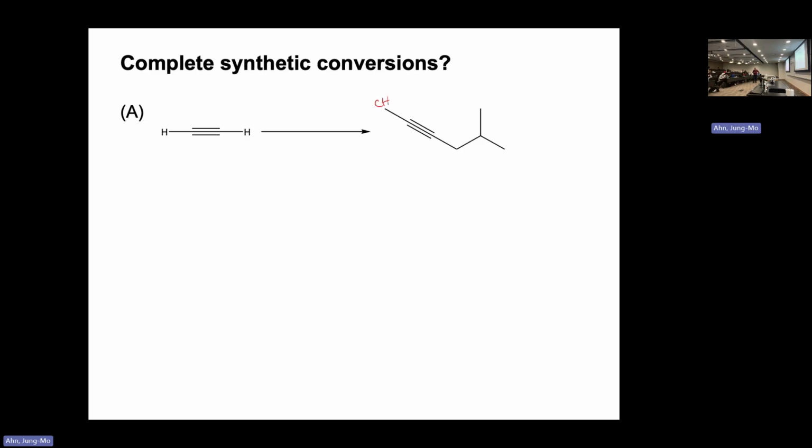So what alkyl chains do we need to add? We're going to add the methyl group, and then we need to add the isobutyl group. So if you're adding isobutyl groups and methyl groups, we can make that. But there are some things that you need to think about. So that's what let's talk about.